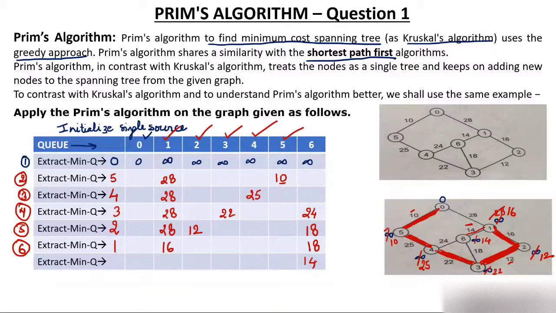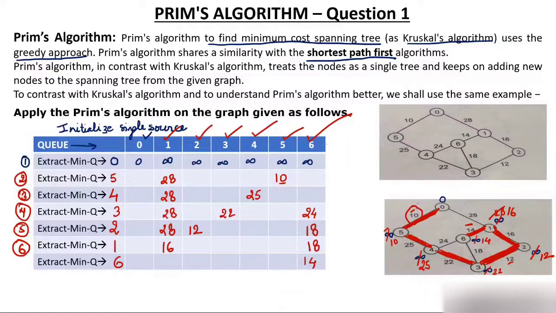Now extract minimum q. What minimum q is? Finally you have a last node. You will extract it. The 6 will come out. So is there any double line? Yes. Make it dark. Since there is no node to be processed now, you will not do anything. So the dark line is representing the minimum spanning tree. Now you calculate the weight.